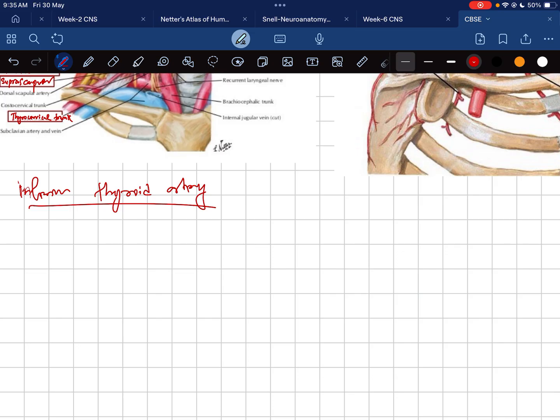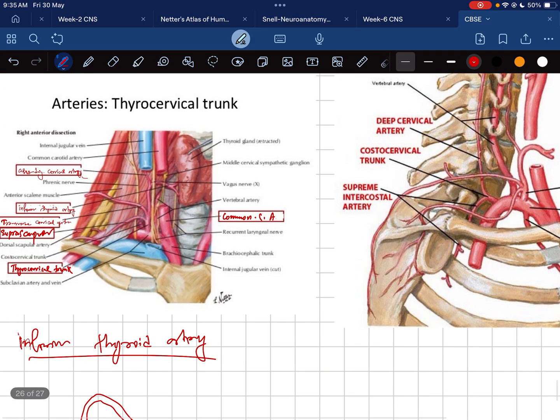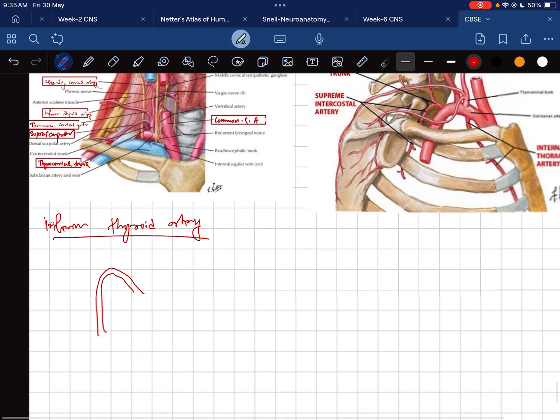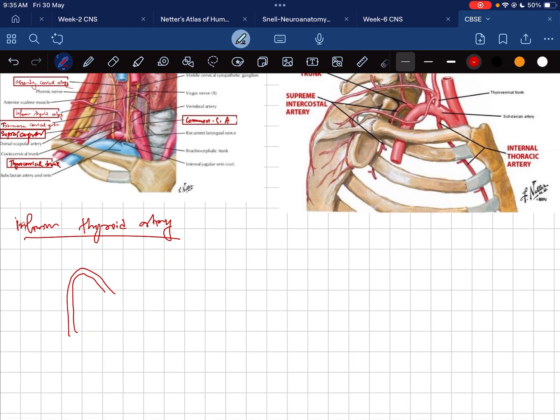Then it first ascends and then descends. We can see the ascent and descent in this image also. It descends to the lower pole of the thyroid gland, which has a butterfly shape, and it divides into ascending and descending glandular branches.